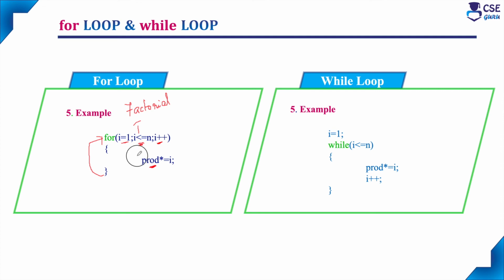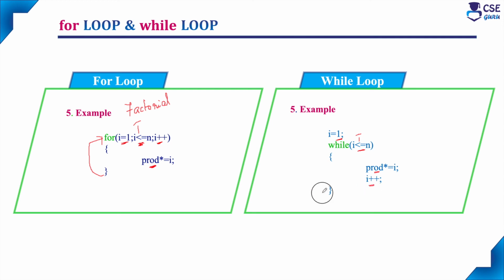The same logic we have implemented with a while loop also. Here the initialization is done before the while loop. Next, the condition evaluation is at the beginning of the while loop. Then if the condition is evaluated to true, it will allow the body of the loop to execute once. It will find the product value. Then at the end of the body of the loop, update the i value.